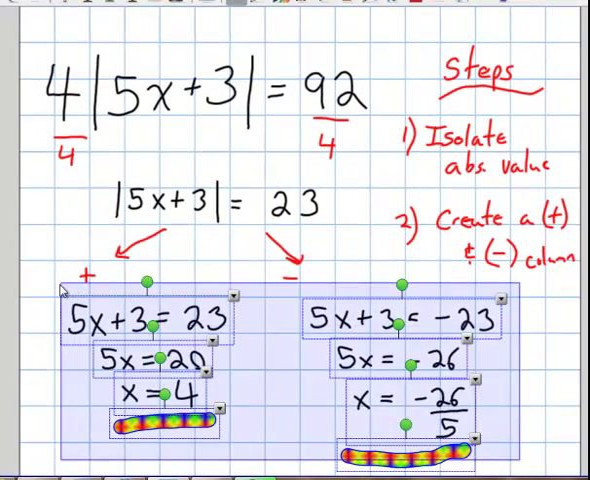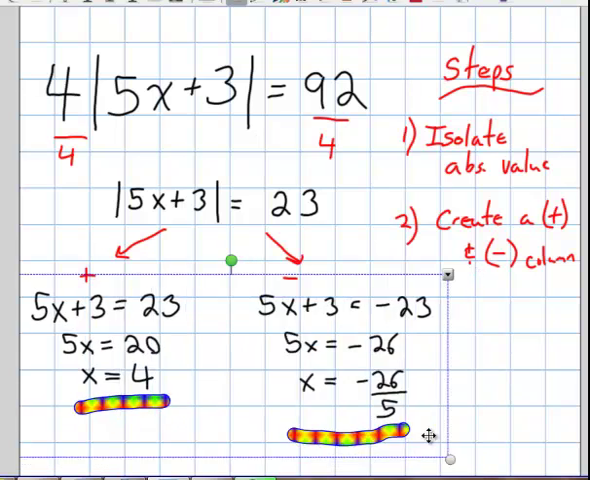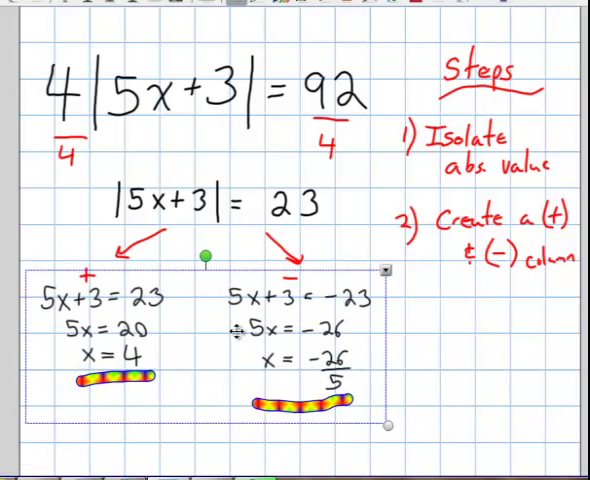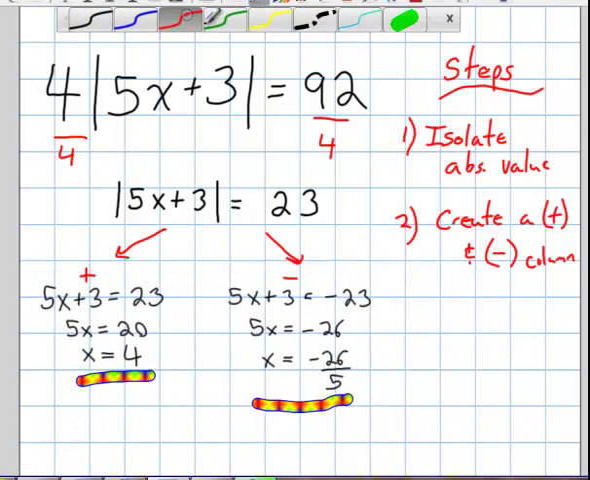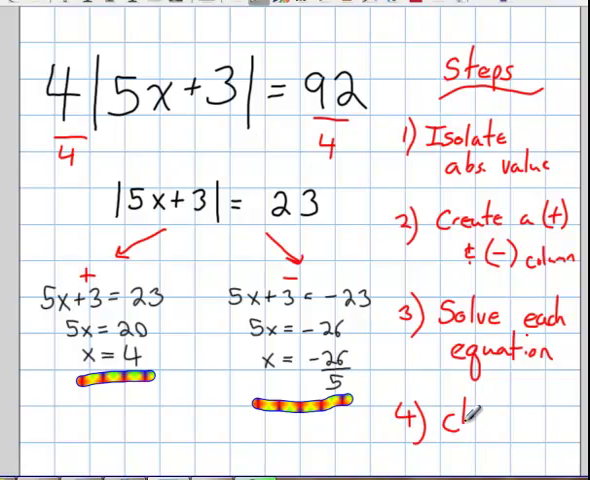So let's just finish off our notes here and sum this up. Notice I had my positive and negative columns. My last step was then to solve each equation. And the fourth step, which I should always put last, was check your answers.